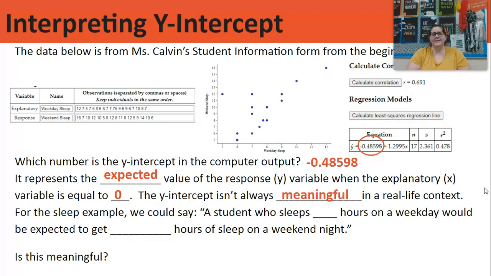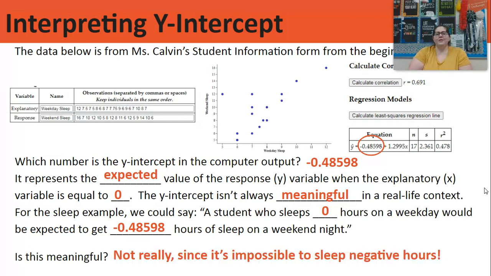The y-intercept isn't always meaningful in a real-life context. For the sleep example, when x is 0, so for a student who sleeps 0 hours on a weekday, because weekday sleep was our x, they would be expected to get negative 0.4859 hours of sleep on a weekend. Is that meaningful? Not really, because it's impossible to sleep a negative number of hours.